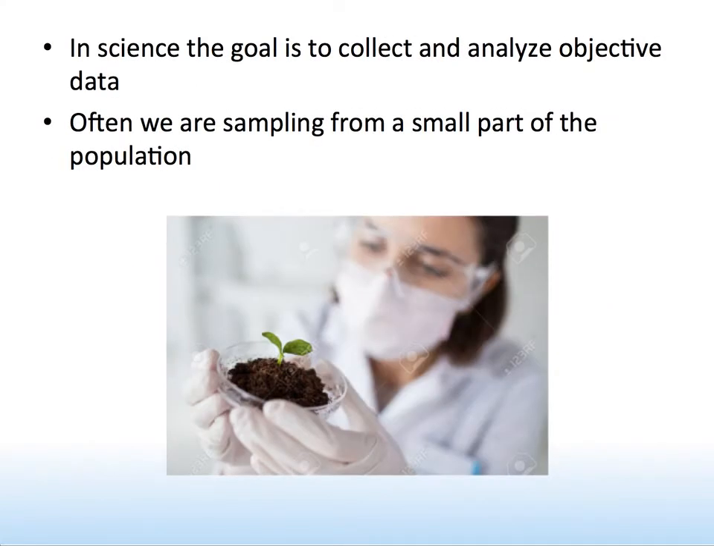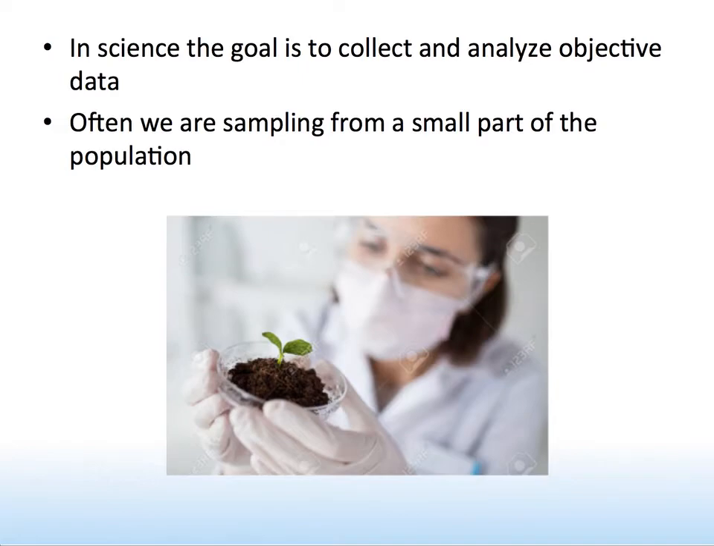In science, our goal is to collect and analyze objective data. That means that you're not influencing it with your opinions or your feelings. You're just collecting something that if another scientist came along and did the same experiment, they would be able to collect the same data using the same methods. And oftentimes when we do experiments, we're sampling from a very small part of the population. So that's important to keep in mind when we think about our results.